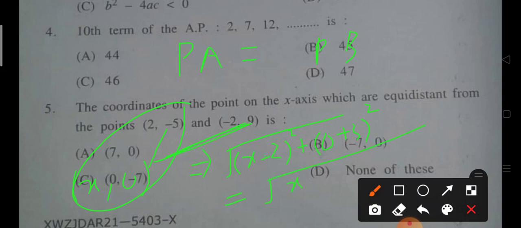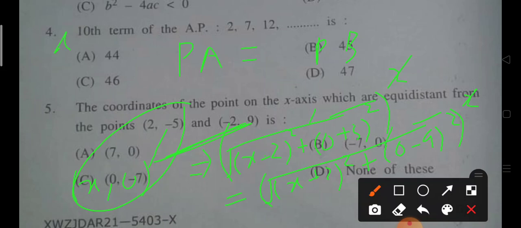This is (x minus minus plus 2) whole square, and this is (0 minus 9) whole square. So let's do some simplification. Before any further simplification, let's take squaring on both sides, because we just want to get rid of this radical term. We just want to get rid of the root. So this square root gets cancelled.